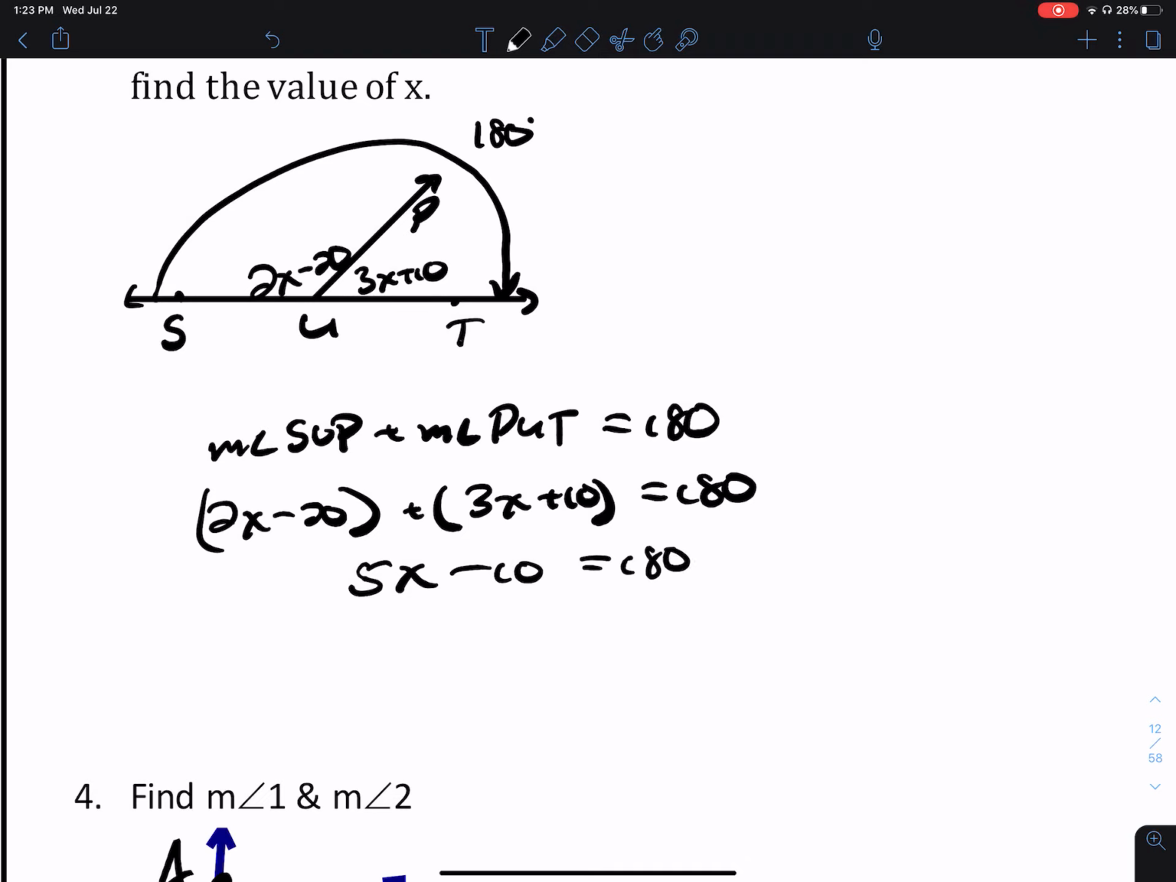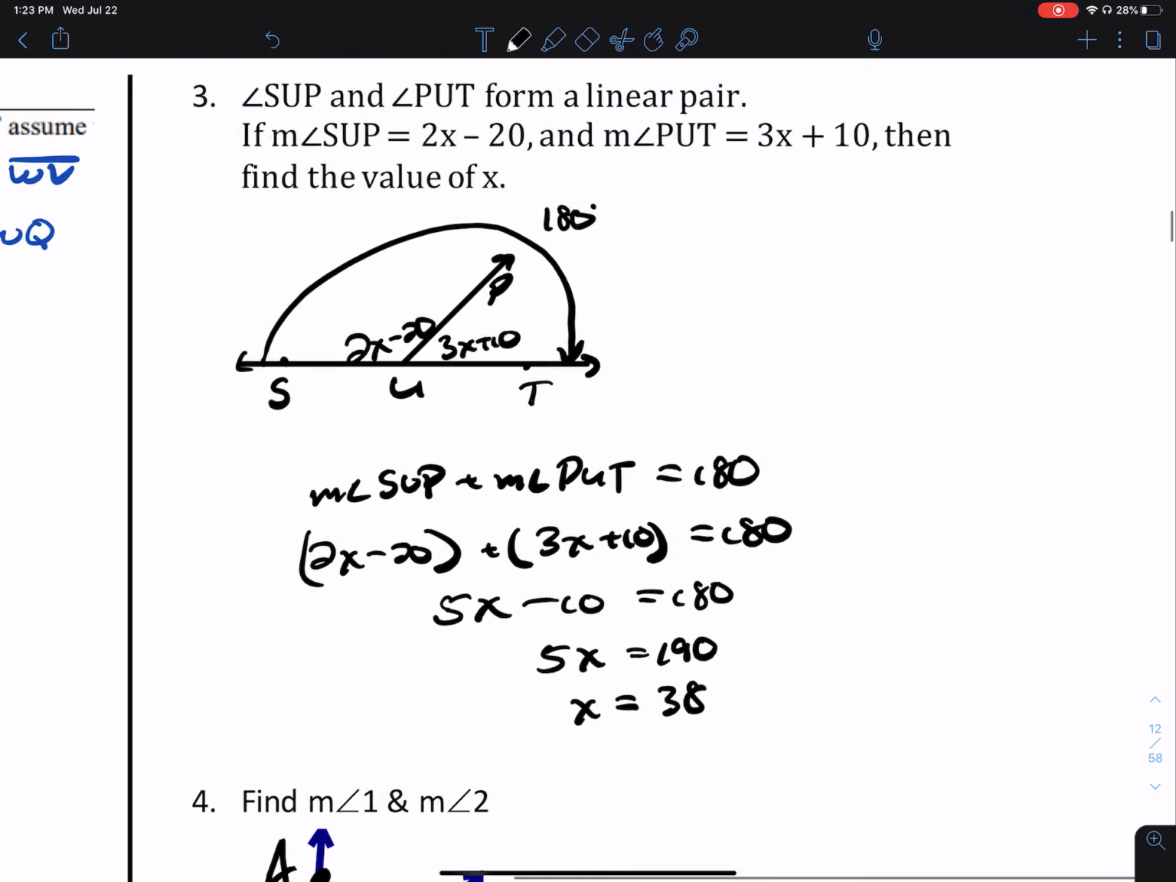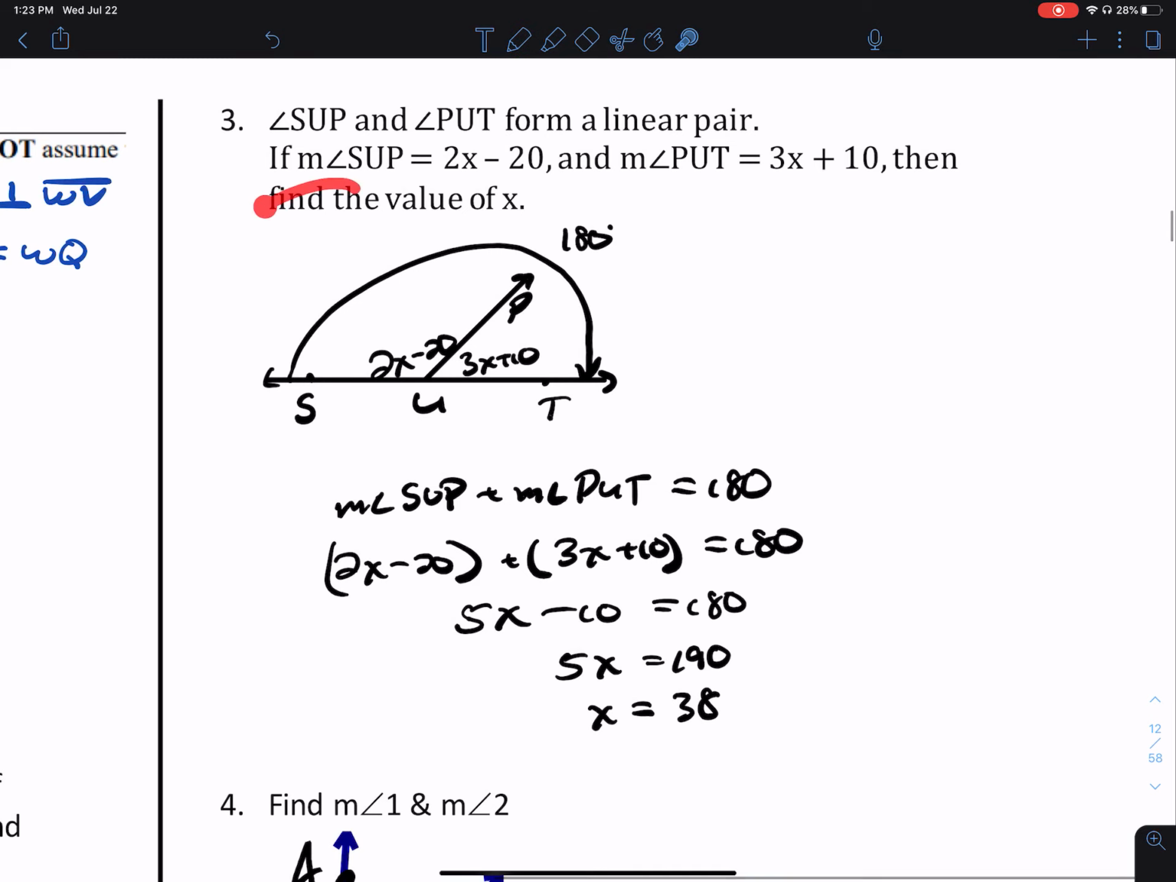And for this one, instead of dividing each term by 5, I think it's going to be easier for my brain to add 10 to both sides. And then 200 divided by 5 is 40. This is 10 less than that, so I'm going to say that's 38. Once you know what x is, answer the question, find the value of x. X is 38.